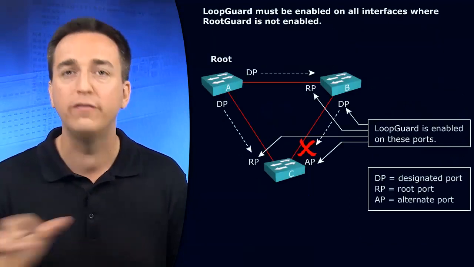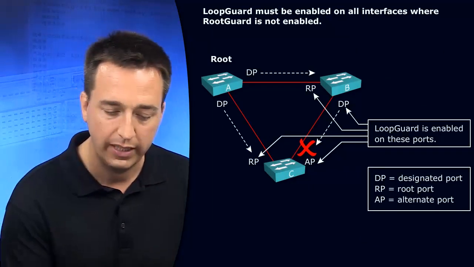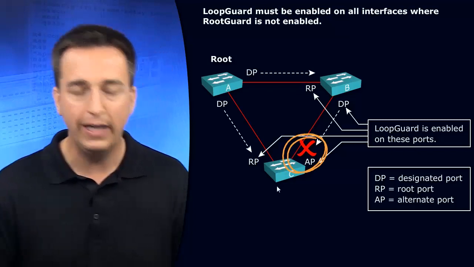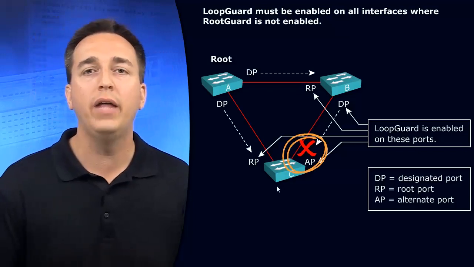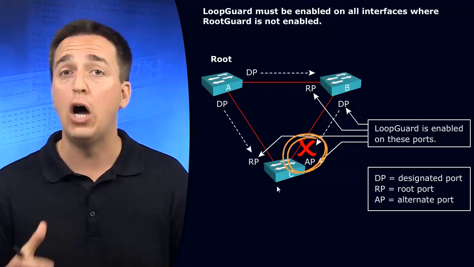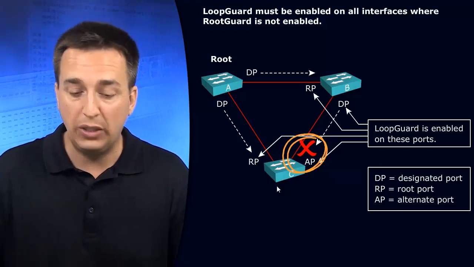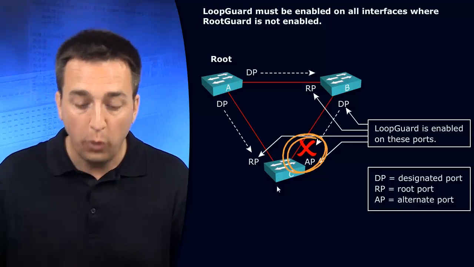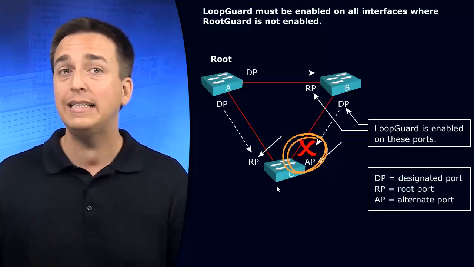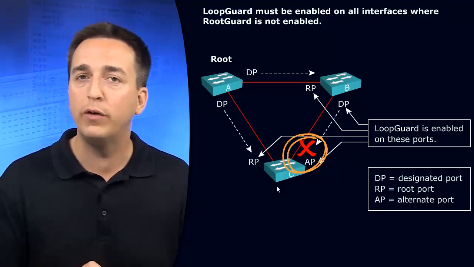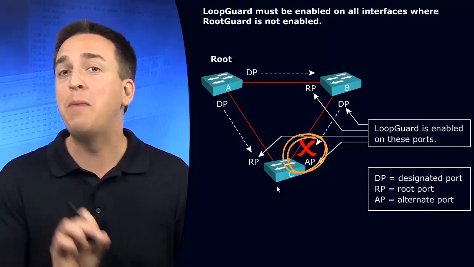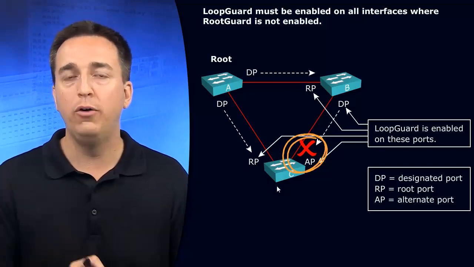So where do we configure LoopGuard? Well, as we've seen, at a minimum, it should be placed on that alternate port, that blocked port within the topology. However, you can place it on root ports. You can place it even on designated ports.